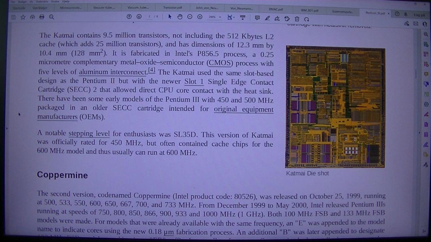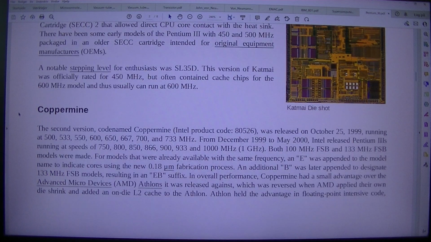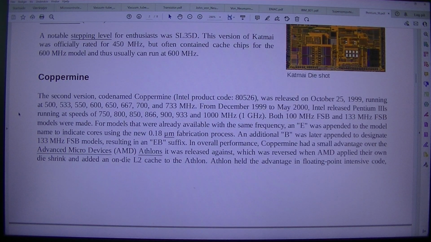OEMs. A notable stepping level for enthusiasts was SL35D. This version of Katmai was officially rated for 450 MHz, but often contained cache chips for the 600 MHz model and thus usually can run at 600 MHz.